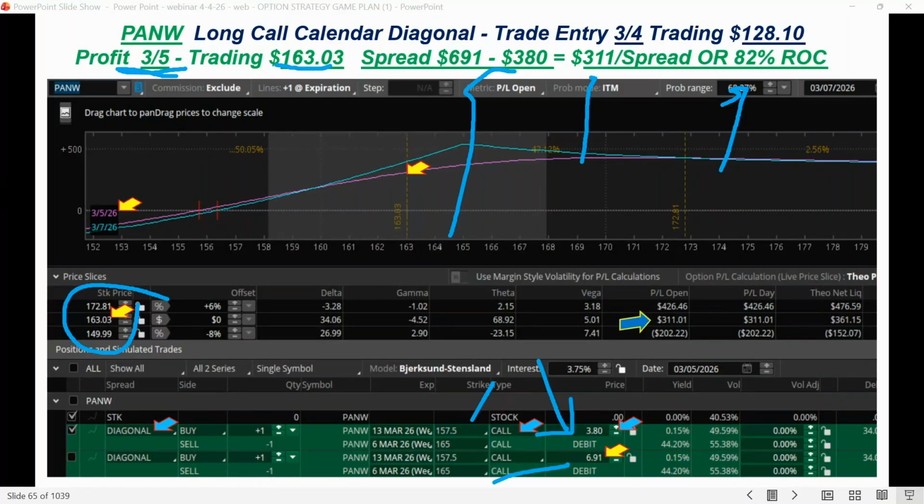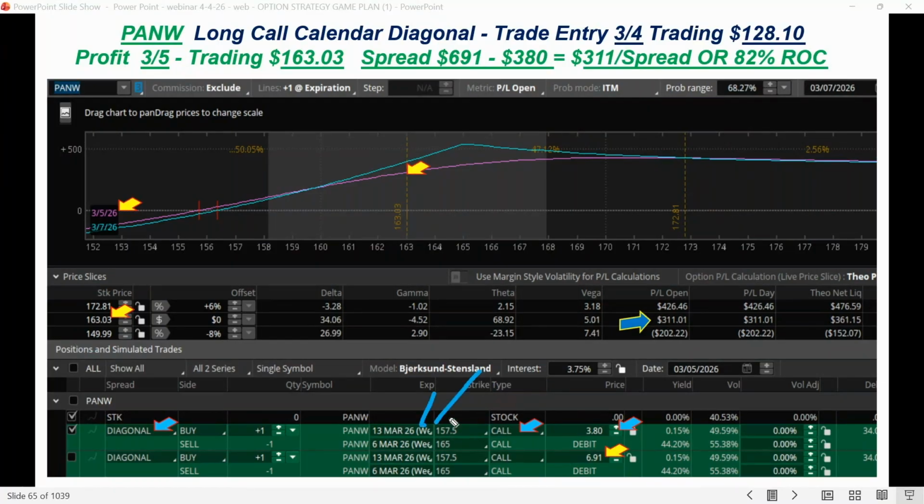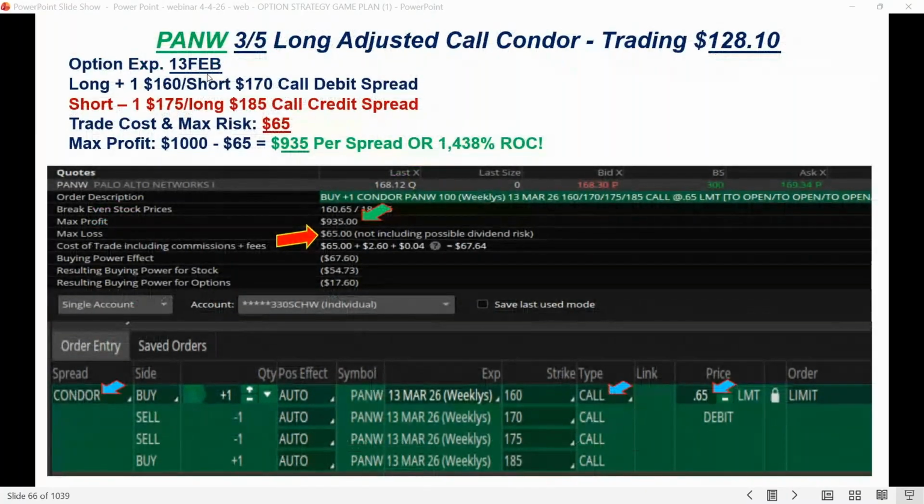diagonal. But then we did the adjustment, and what we did was we rolled up, we locked in a big profit on that 157.5 long call and rolled the long strike up to the 160, and then rolled that short strike to the 13 March 170. So these are the adjustments that we can do with these types of trades, and we'll go through this in the course. So then we ended up in that duration series, the 13th February, with this 160, 170 call debit spread.